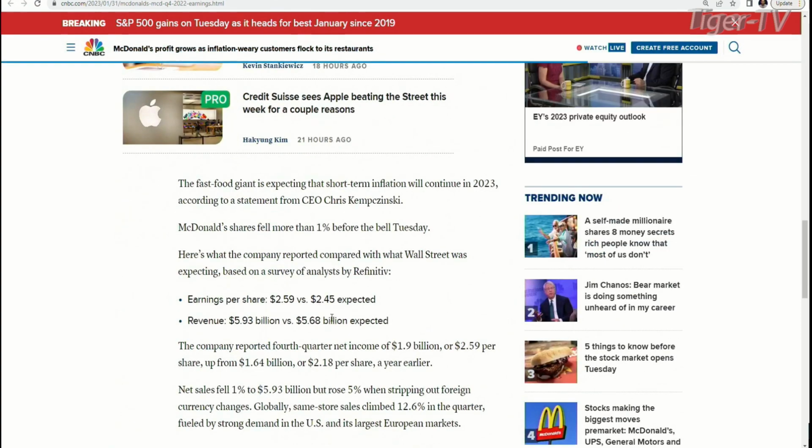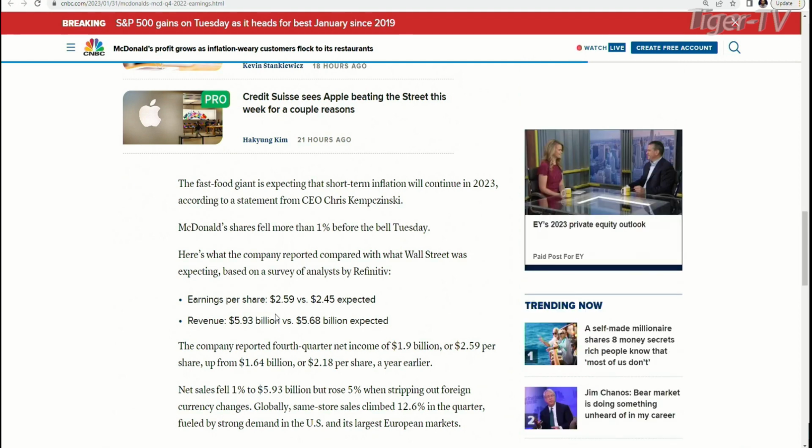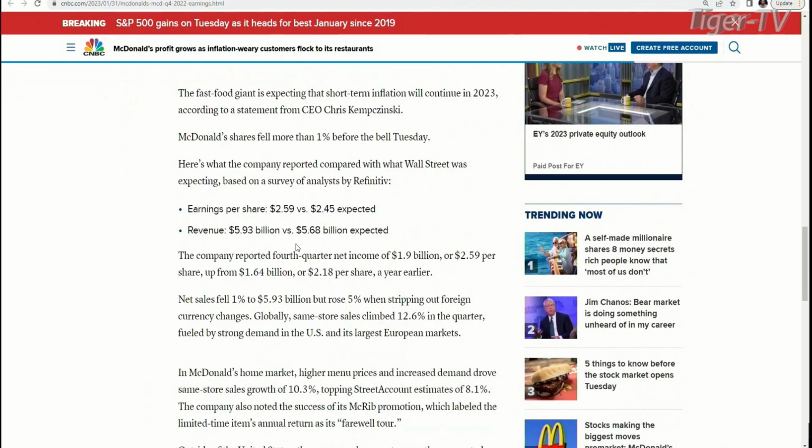Now, always interesting, very few companies, it seems like, are missing across the board in terms of earnings and revenue. But where's the guidance going forward, and where's the profit expectation going forward? Most importantly, the food giant is expecting that short-term inflation will continue this year, according to the statement from the CEO. Shares were down a bit.